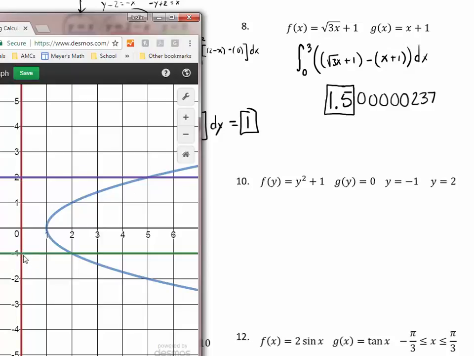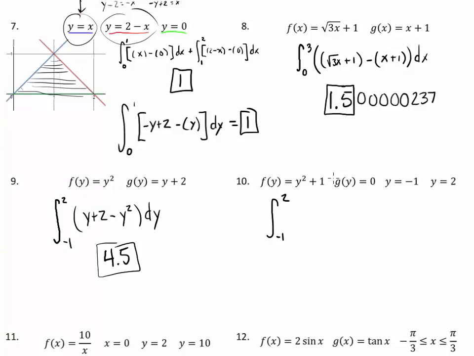So our bounds, y values, are going from negative 1 to 2, with our parabola on top and our vertical line at x equals 0, so this guy right here, on the bottom. So it's going to be negative 1 to 2, this minus this. So negative 1 to 2 of my parabola, y squared plus 1, minus my g of y, which is 0. And we type that into our calculator. And we get 6.